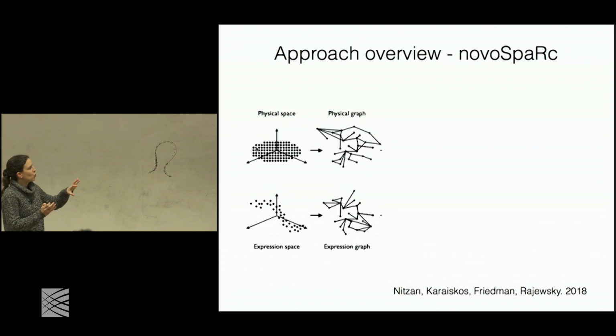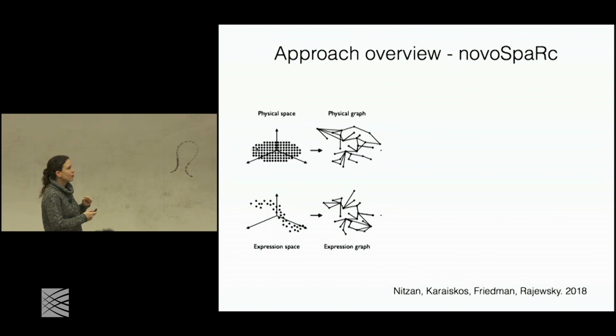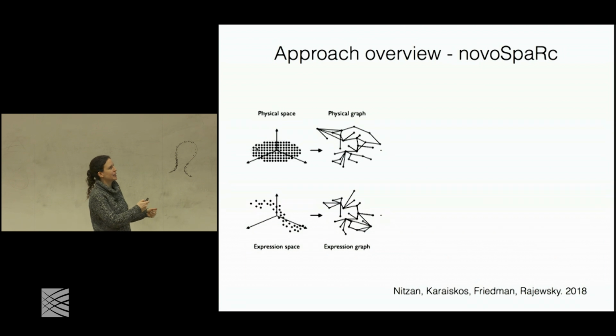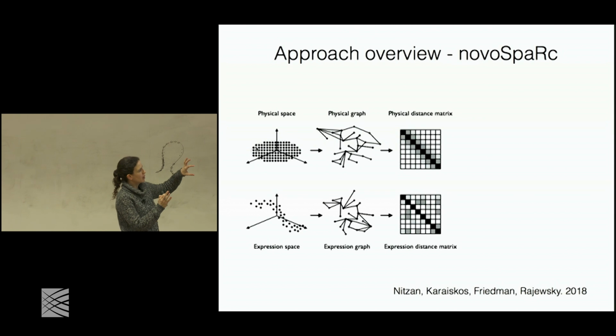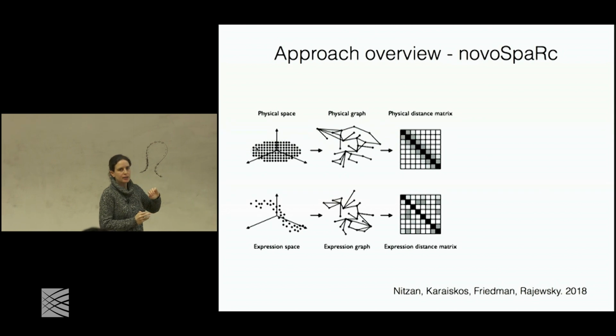Right, so once we have these two graphs, we can compute the distances based on shortest paths along them. Again, we can do it in different ways. And then we end up with two distance matrices: one expressing the pairwise distances between cells in expression space, and one expressing pairwise distances between cells in physical space.